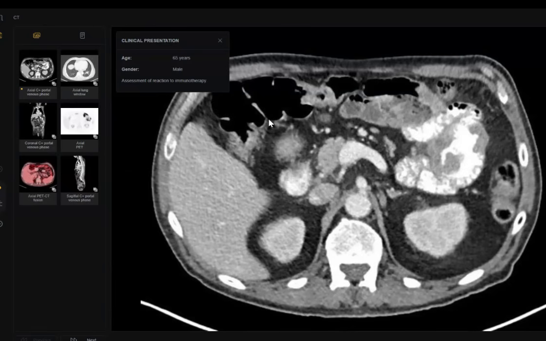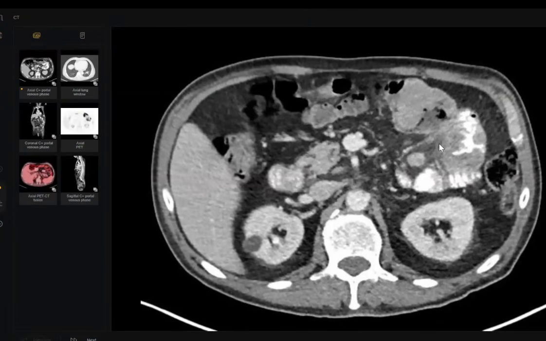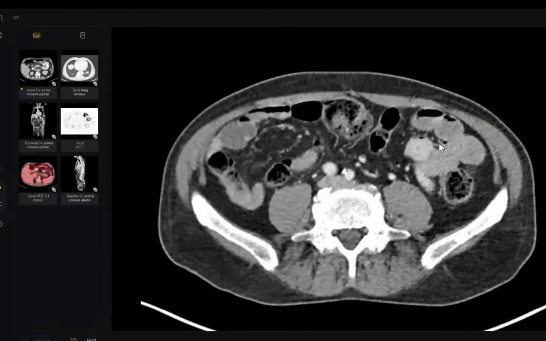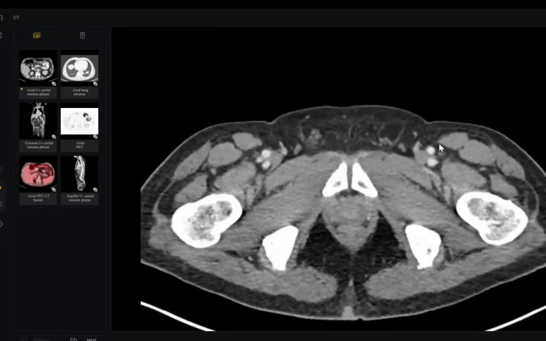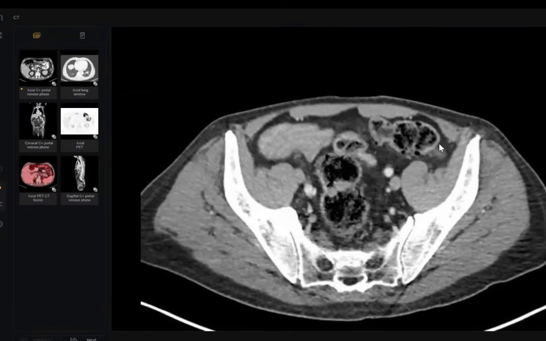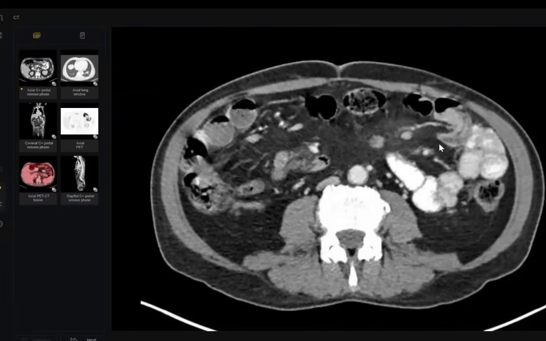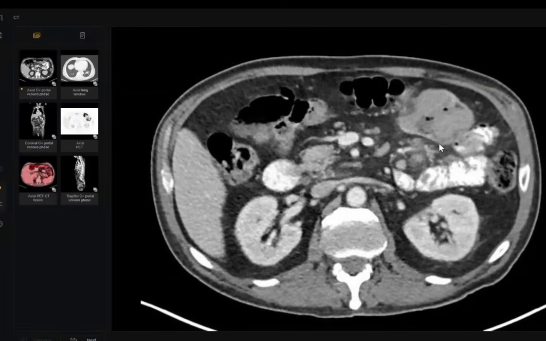Doctor, this is a 65-year-old male patient for assessment of reaction to immunotherapy. Okay, sir. You can request control. Okay, go on. I am provided with the CT abdomen and pelvis image of the patient who presented to check the response of immunotherapy. So maybe the patient has some prior malignancy. I just want to scroll the entire stack first before commenting on anything.